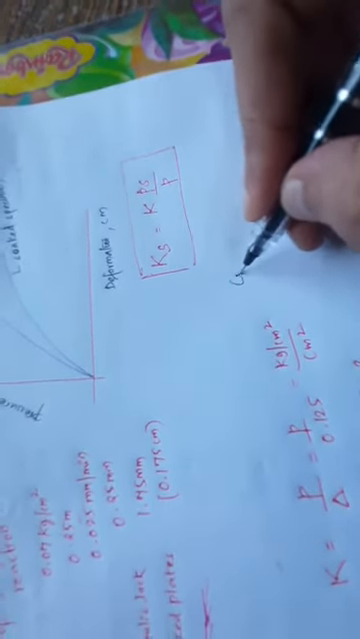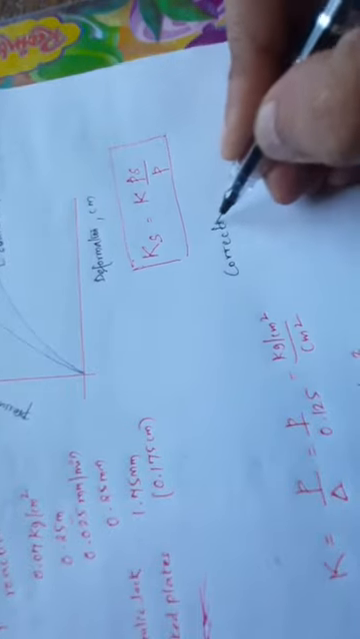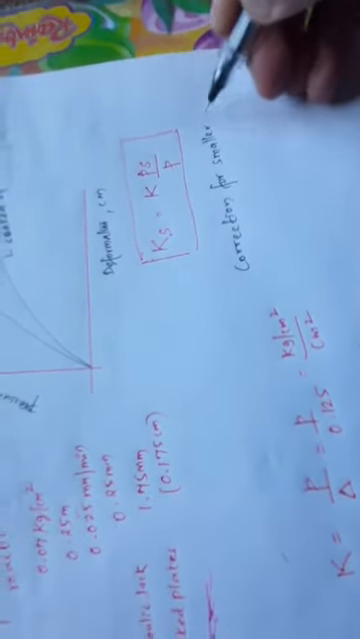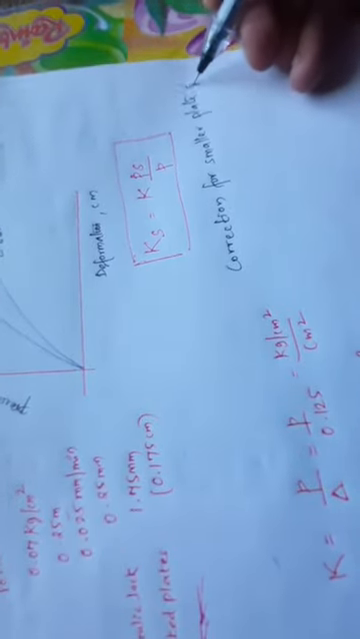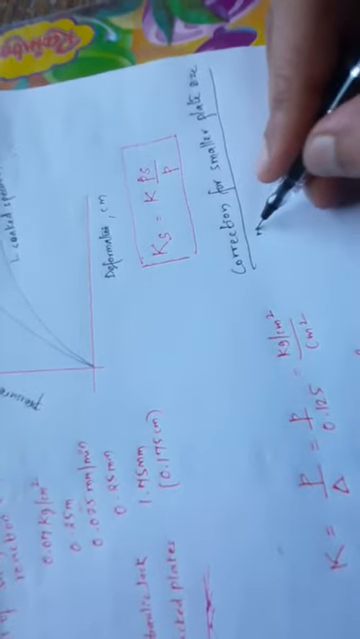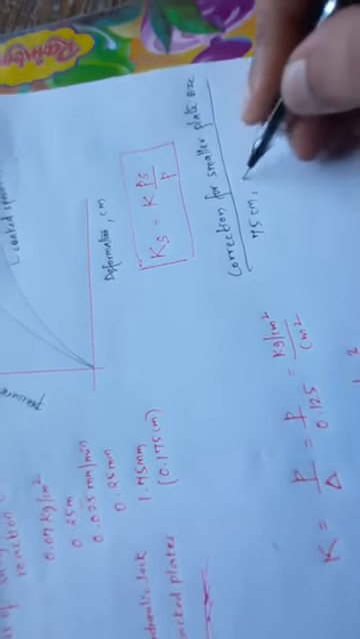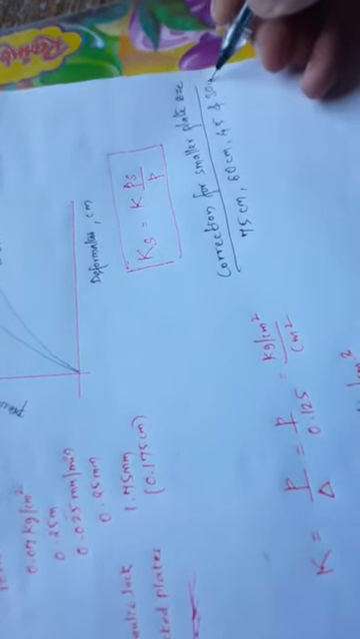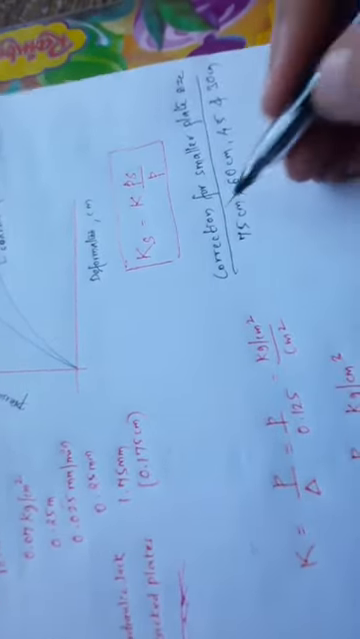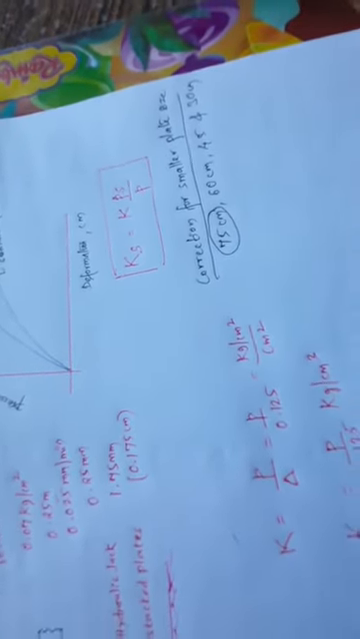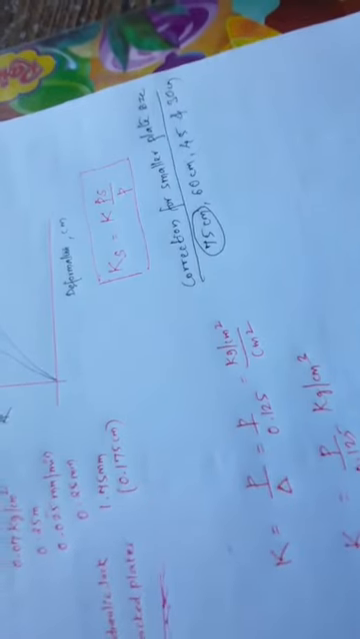And one more concept comes into the picture here: corrections for smaller plate. Because in the plate load test we use different kinds of plates. The different plates are 75 centimeter, 60 centimeter, 45 and 30 centimeter. So 75 centimeter is the standard plate. If I use the 30 centimeter plate, then how to do the corrections for that?